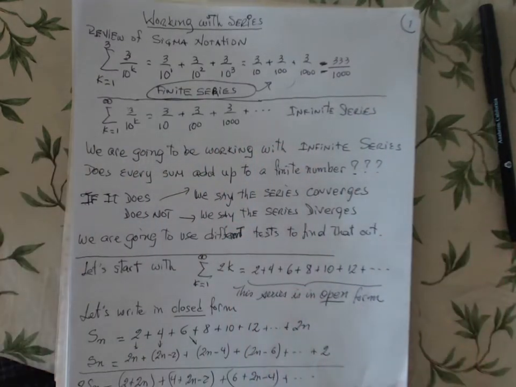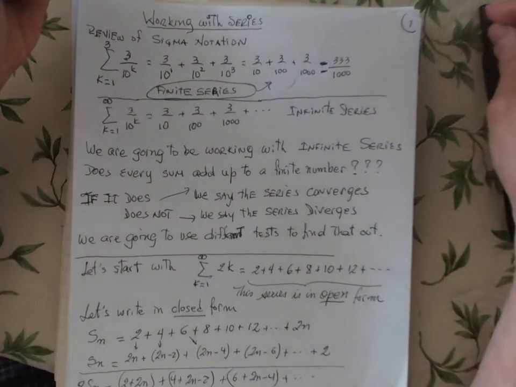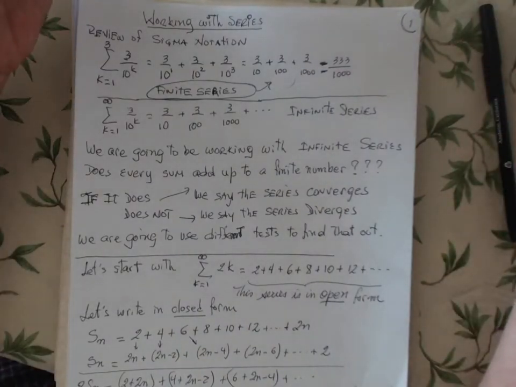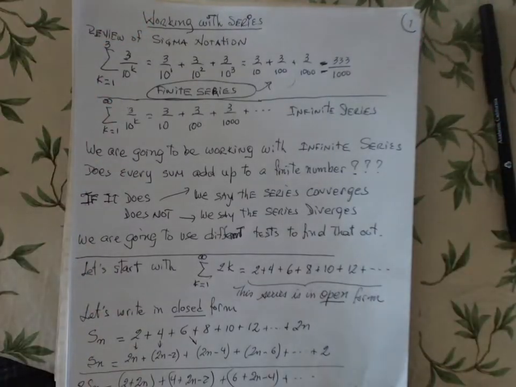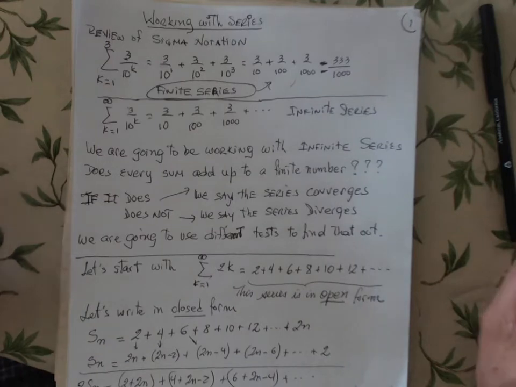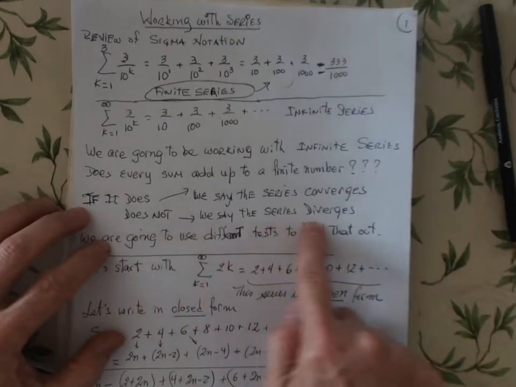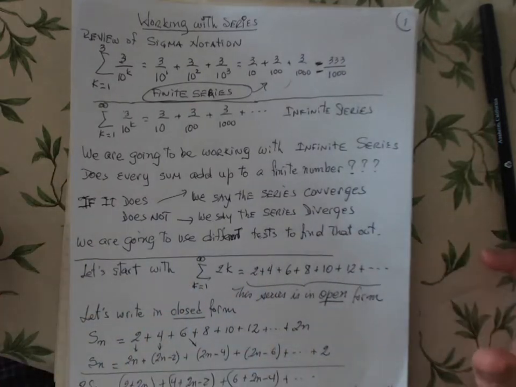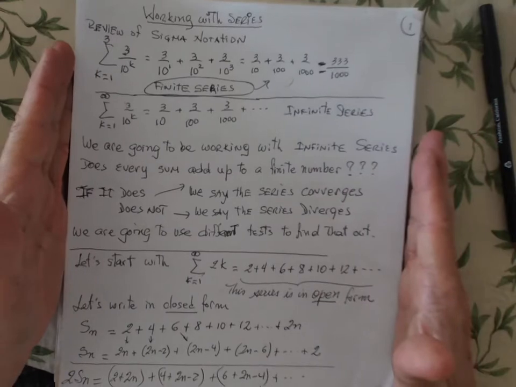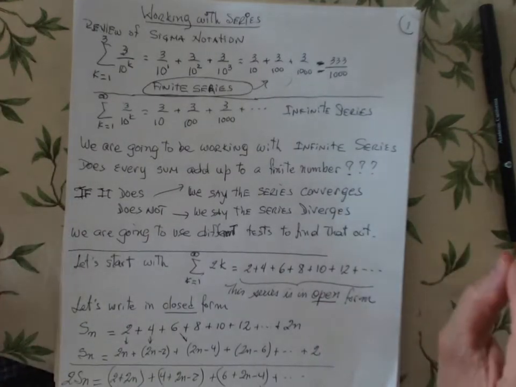Now, for the infinite series, we need to find out if there is a final number. If you add up all those terms, and you have a finite number, a final answer, we say that the series converges. If it doesn't, we say that the series diverges, okay? So there are different tests that we're going to be learning, just to tell us whether it converges or diverges.